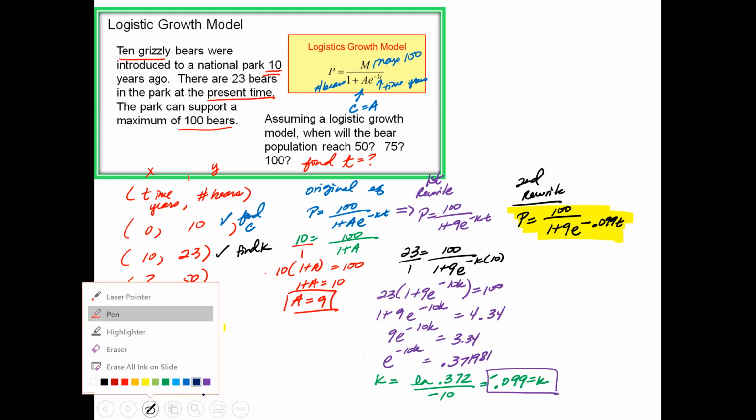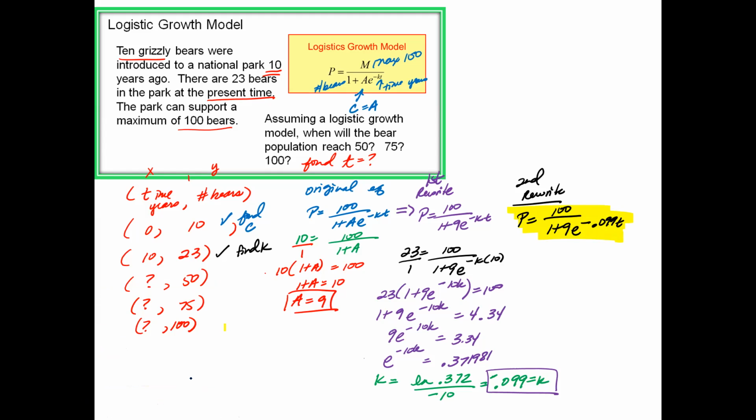But the question is not asking me to find the number of bears. It's asking me if I have 50 bears, how long would it take to reach that population of 50? So if I were to do that, I could do this by hand algebraically. Let's say 50 bears equals 100 over 1 plus 9e to the negative 0.099t. You can cross multiply. And after a while, you could notice this is going to become a repeat of everything else.